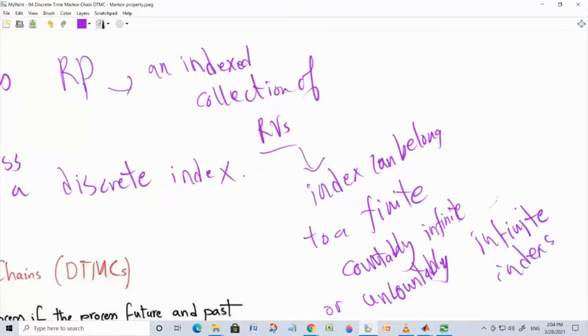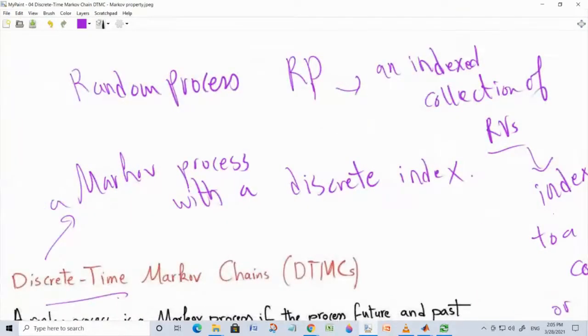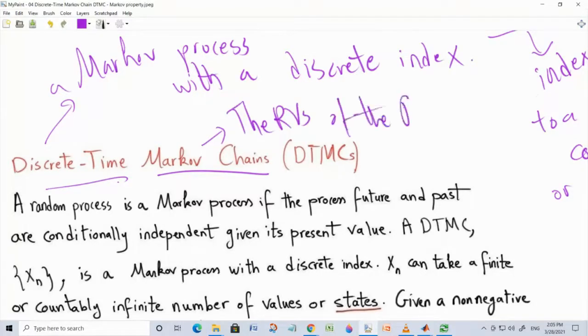Like the renewal process is N of t, and we took t to be a non-negative real number. Now we will talk about X sub n. So the index here is a non-negative integer, and so this is a special Markov process. It's a Markov chain if the index of the process is discrete, specifically a non-negative integer, and the random variables of the random process are discrete random variables.